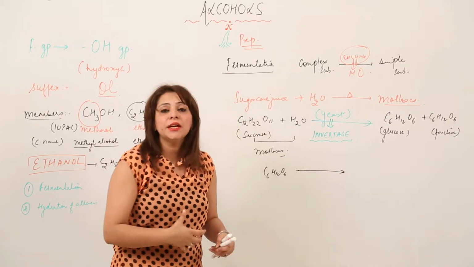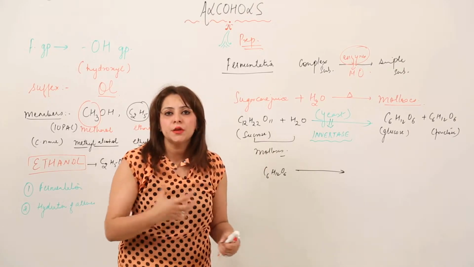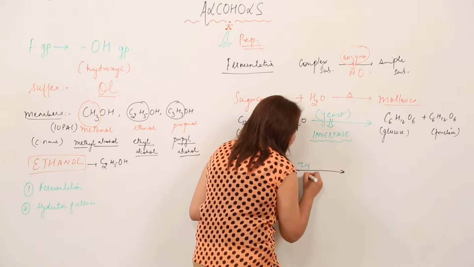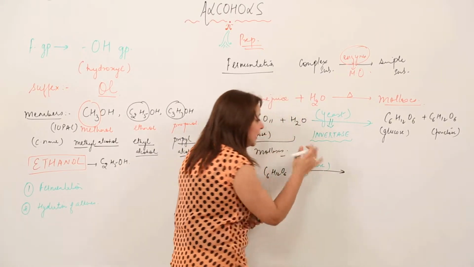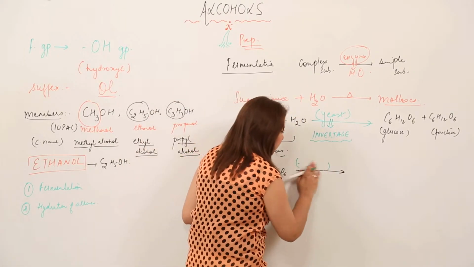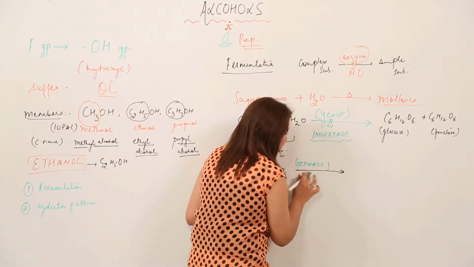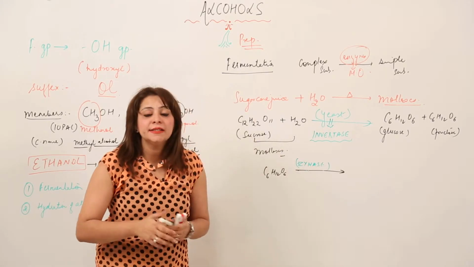Now this yeast secretes invertase in the early step, and in this step it secretes another enzyme, which is zymase. I'll write it in capital letters so that it is more visible to you. So it releases a second enzyme, that is zymase.